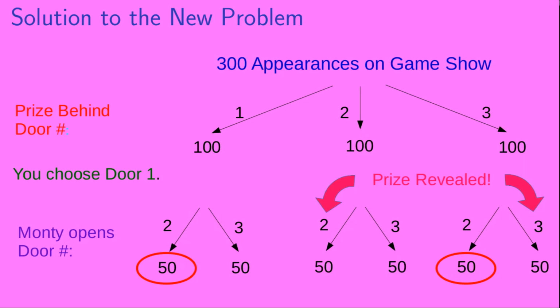Now, we're interested in two different scenarios here. First, the case where the prize is behind door 1 and Monty opens door 2. That happens in 50 of your 300 appearances on the game show. Second, the case where the prize is behind door 3, but Monty opens door 2. That also happens in 50 out of your 300 appearances. However, we are not interested in the case where the prize is behind door 2 and Monty opens door 2, because in that case, a prize would have been revealed.